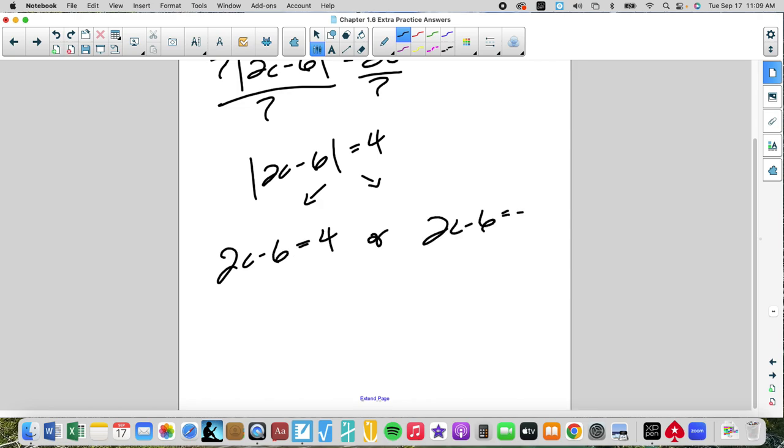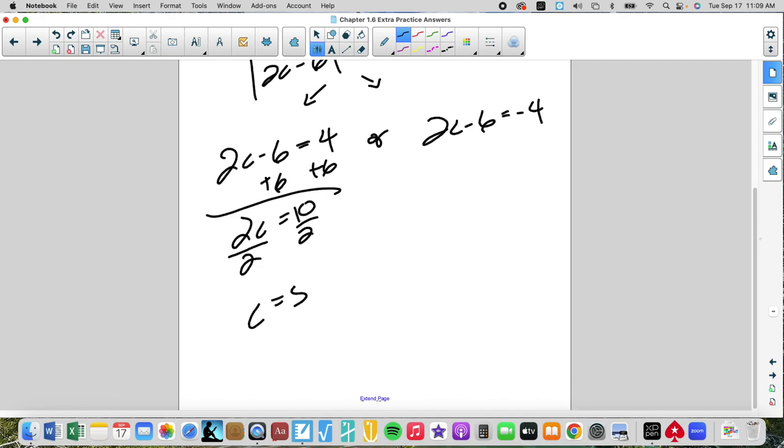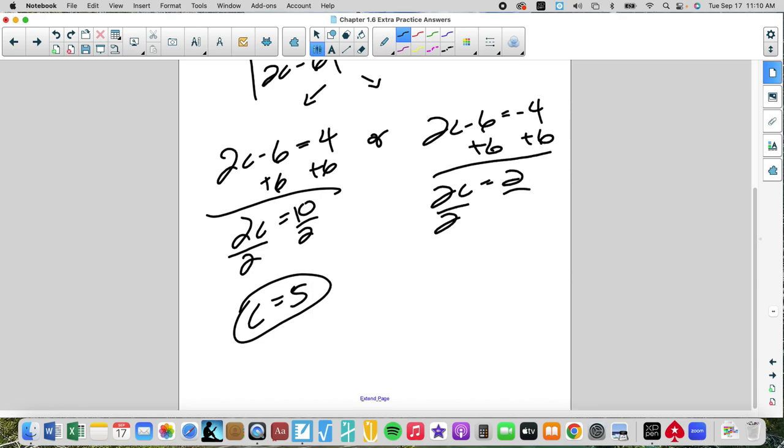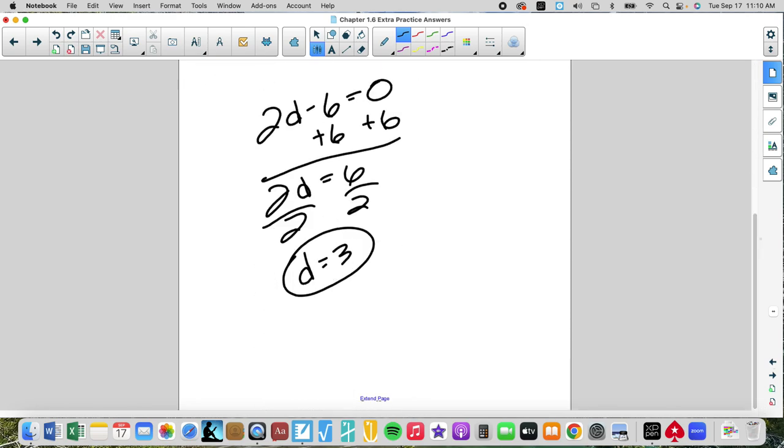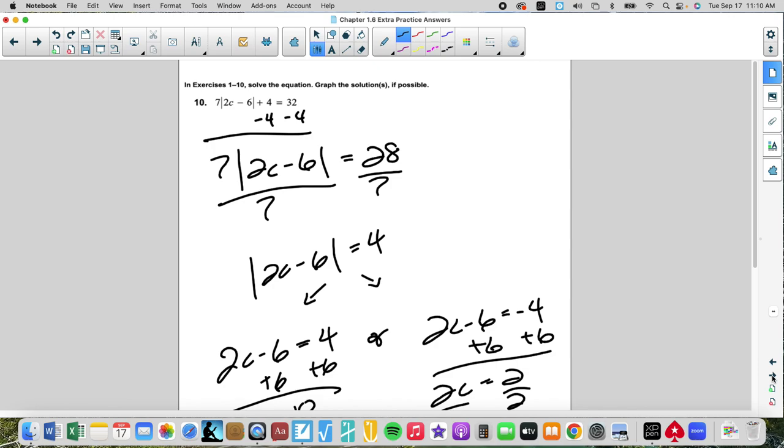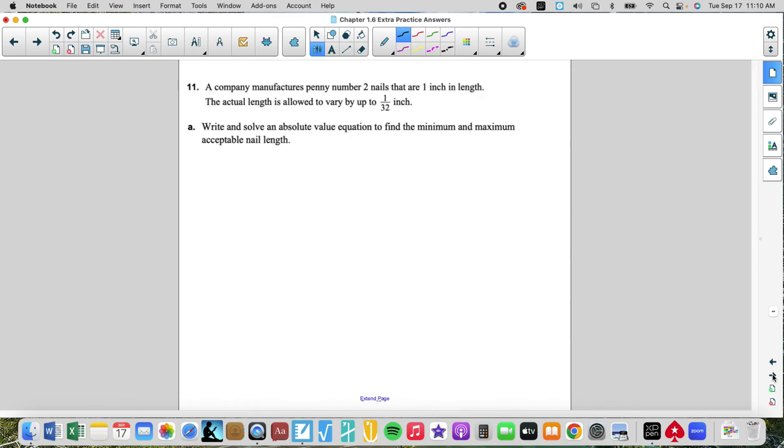2c minus 6 equals 4 and 2c minus 6 equals negative 4. Let's add 6. 2c equals 10. Divide by 2. c equals 5. Add 6, 2c equals 2, divide by 2, c equals 1. Let's put it in numerical order. I don't know if I put that in a solution set. I probably would have accepted it, but that's how you put one number in a solution set. Funny how my brain walked me back there.